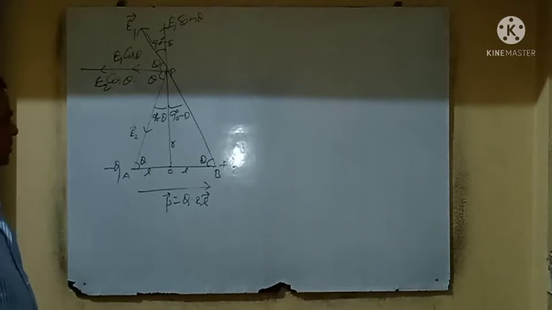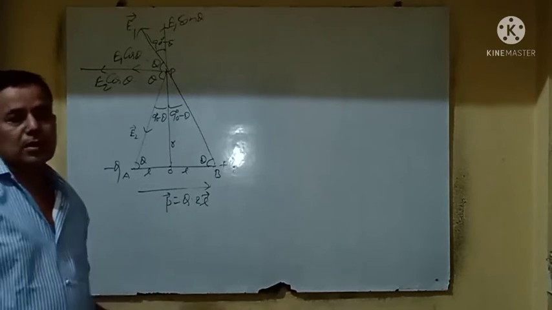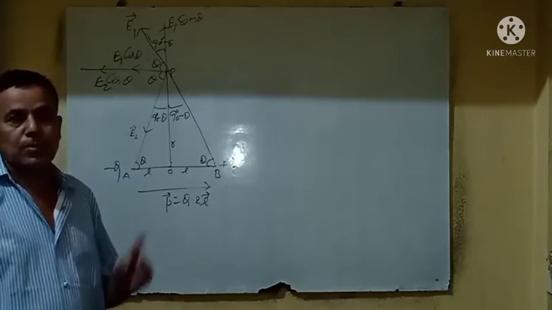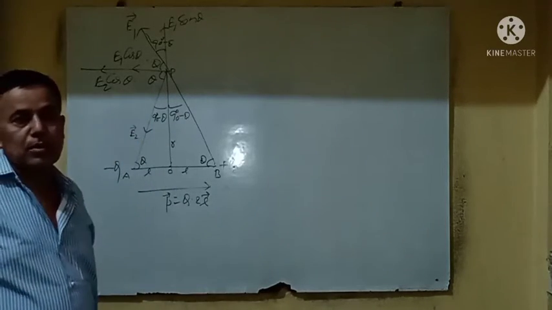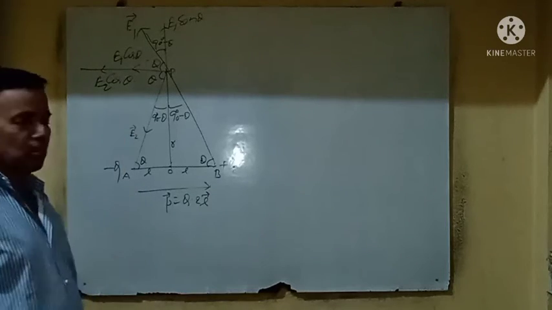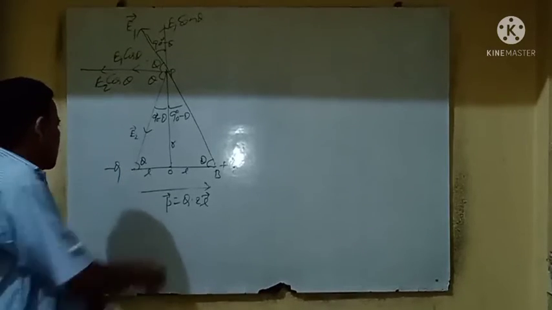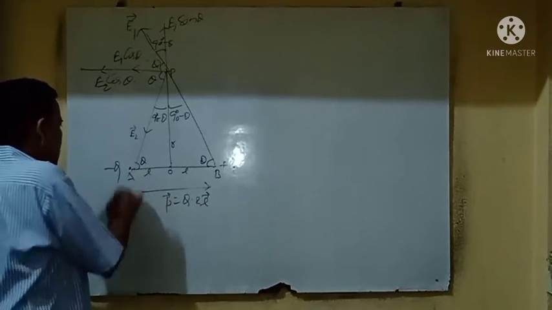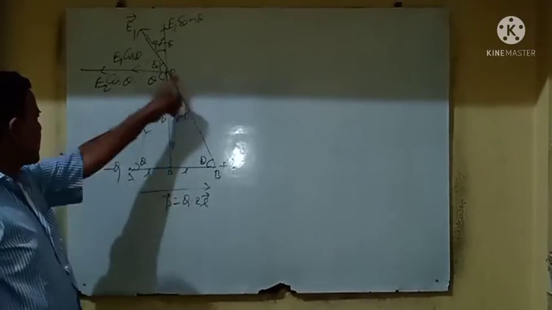So what will happen? In case of the perpendicular bisector, if we are taking a point on the perpendicular bisector of the electric dipole, the resultant electric field will be anti-parallel to the dipole moment. The dipole moment is from negative charge to positive charge, whereas the electric field will be anti-parallel.